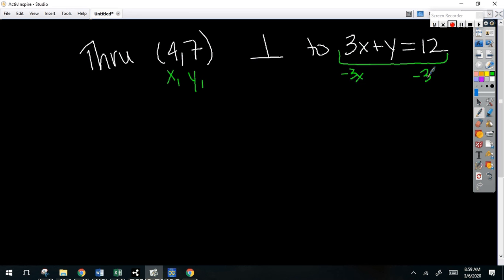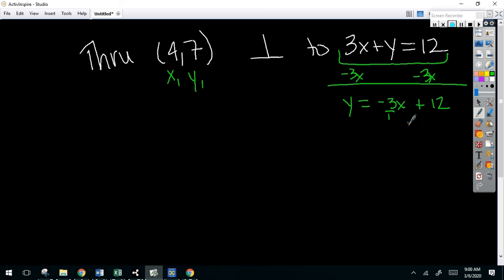If you get confused on any particular step or why we're doing it, stop me, okay? All right, so I got negative 3x plus 12. That's exactly right. If it's a whole number, you put it over 1, and it's going to make flipping it a little bit easier. All right, so here my slope is negative 3, right?